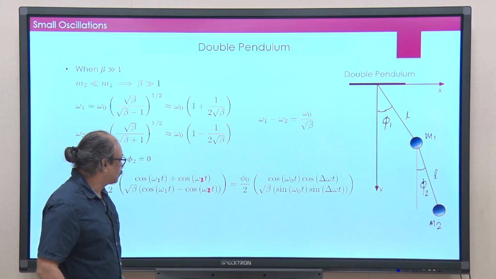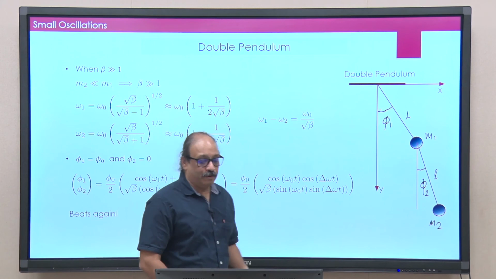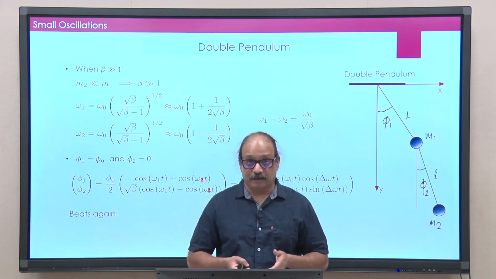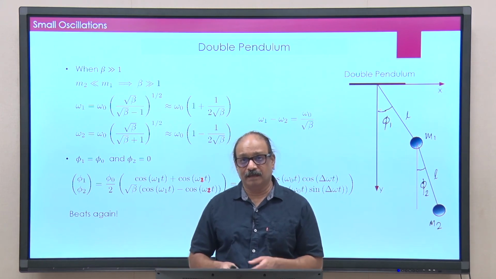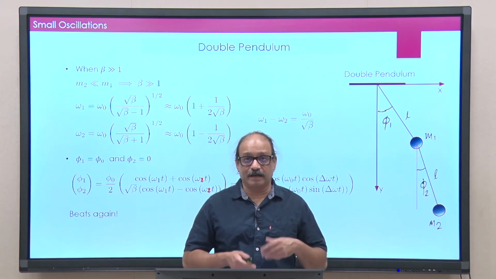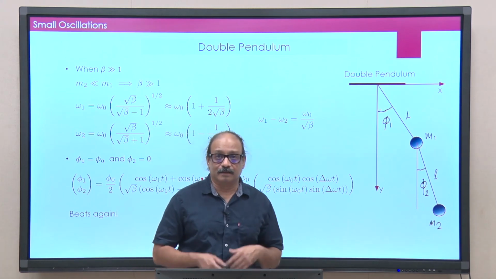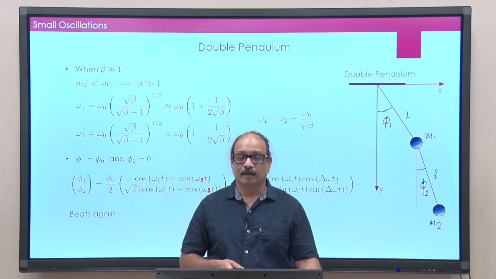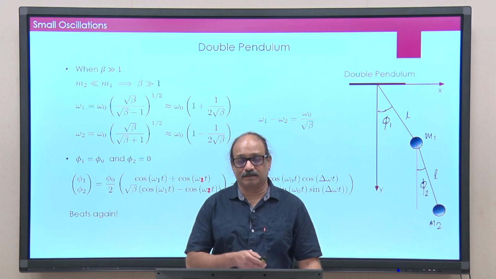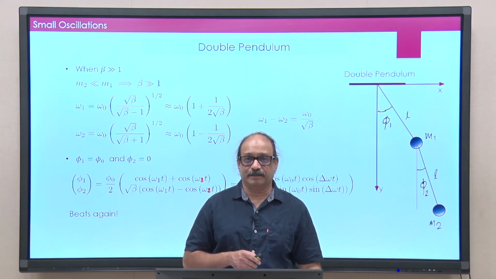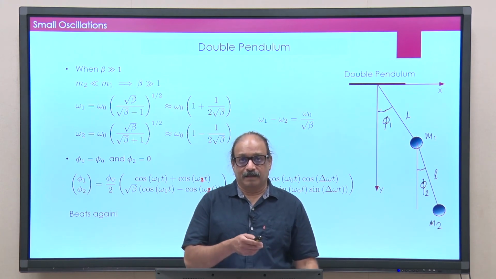Okay. So, this is the example of beats that we see here again, but more than that, this entire problem of the double pendulum is actually very big and very fascinating. We have looked at a linearized model of the double pendulum, which is in fact a lot less interesting than the original model is. Okay. So, this brings me to the end of this small oscillations chapter, and this also brings us to the end of the course.